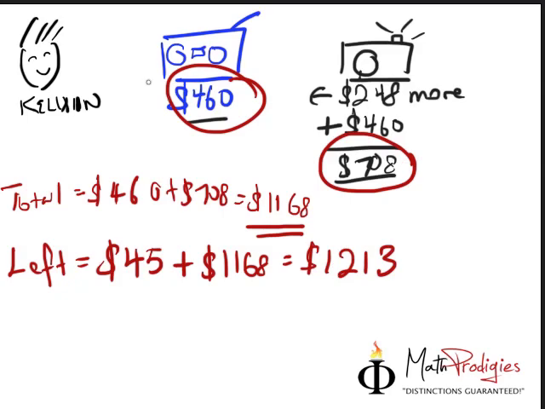So what are the steps? First you have to find out the cost of the camera, which is 460 plus 248, which gives you 708. Then the total amount is 460 plus 708, 1168, and how much he had left was 45 plus 1168, 1213.